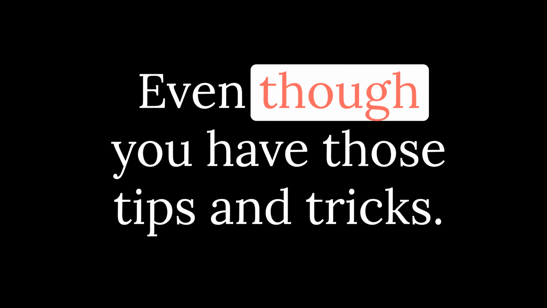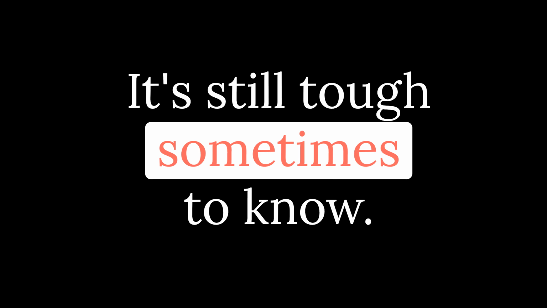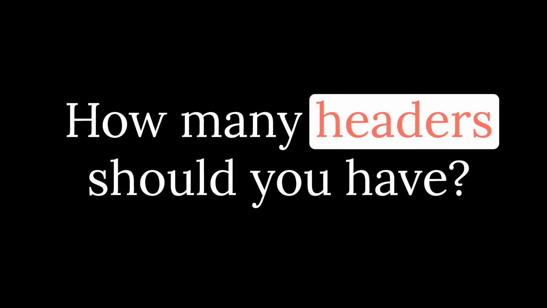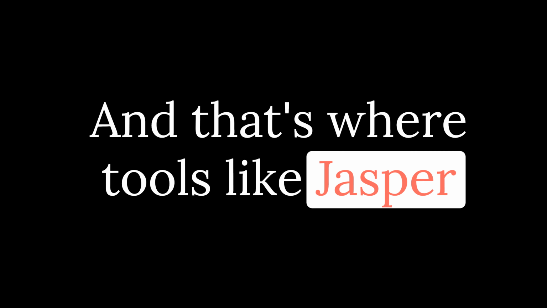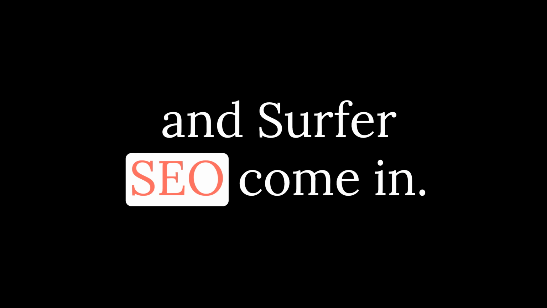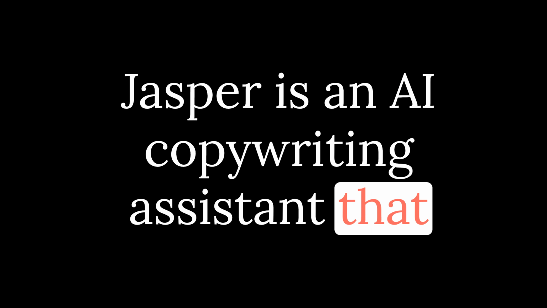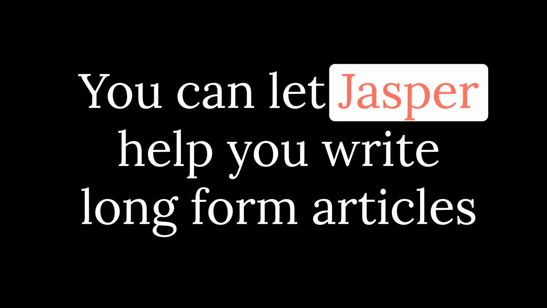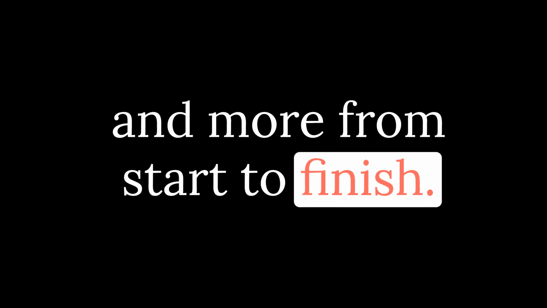Those are the 5 simple steps to help you start to rank number one for your desired keywords. Even though you have those tips and tricks, it's still tough sometimes to know how many words should you write? How many headers should you have? What keywords should you be using? And that's where tools like Jasper and Surfer SEO come in. Jasper is an AI copywriting assistant that will help you write a variety of different things. You can let Jasper help you write long form articles and more from start to finish.